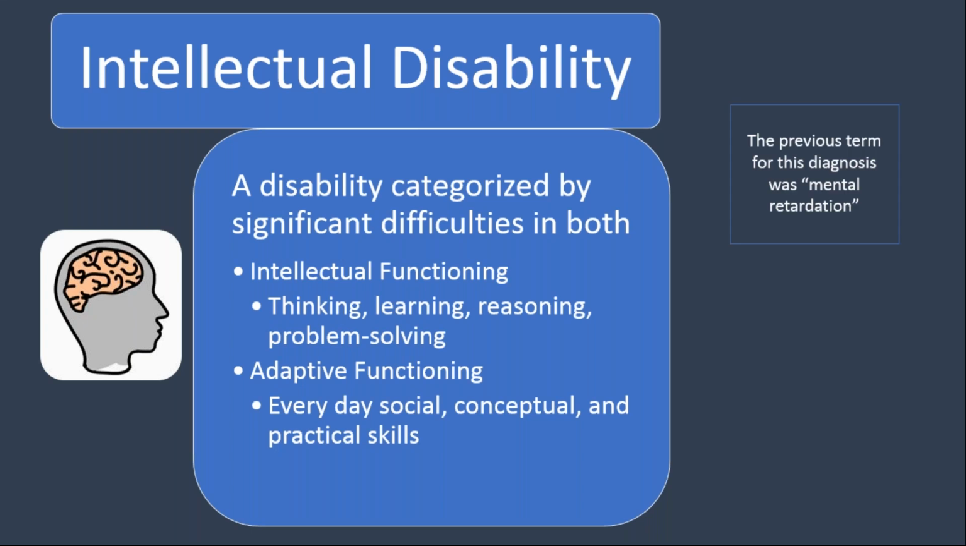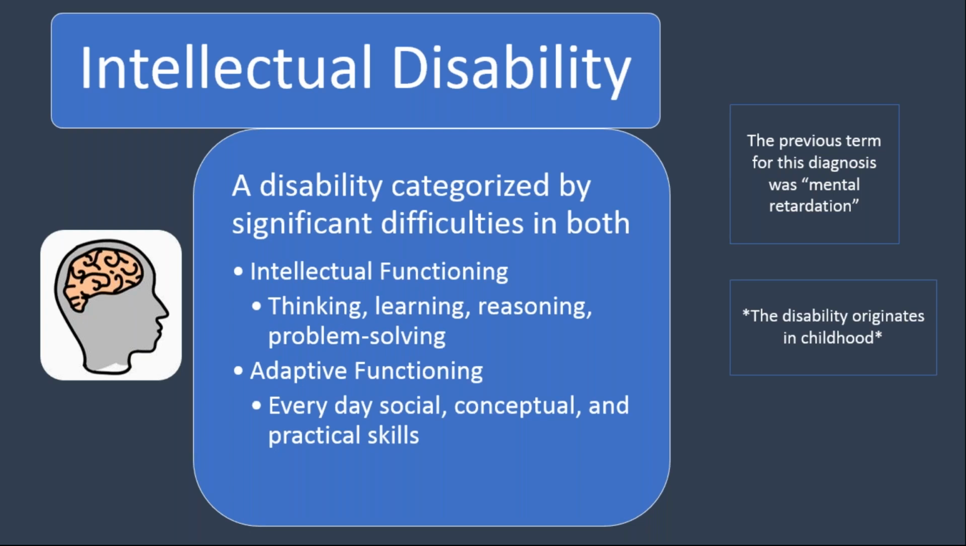Intellectual disability has been called other things in the past. For example, the previous term for this diagnosis was mental retardation. That term has since been replaced, in our new diagnostic manual, with the term intellectual disability. But if an individual is familiar with this idea of mental retardation, that is the same concept, we've just changed the name in the diagnosis of intellectual disability.